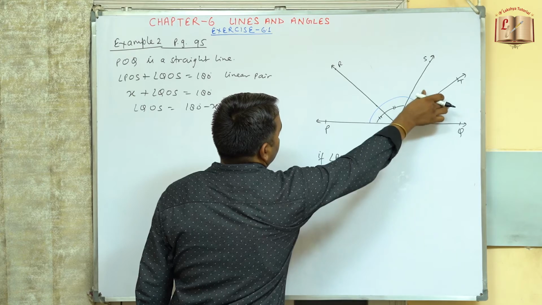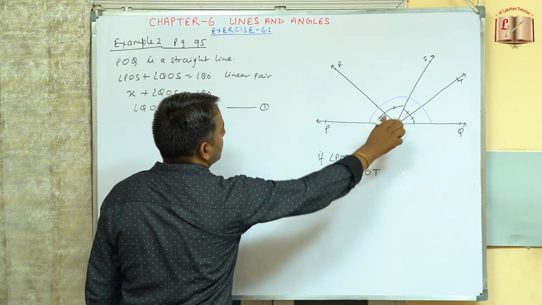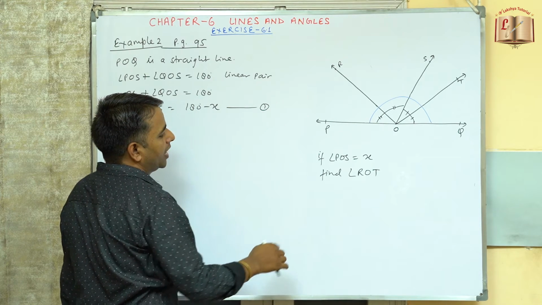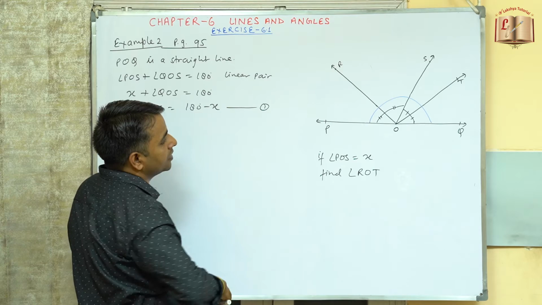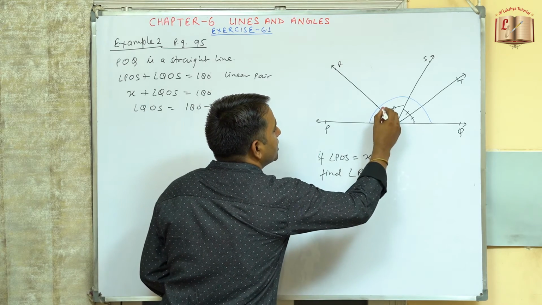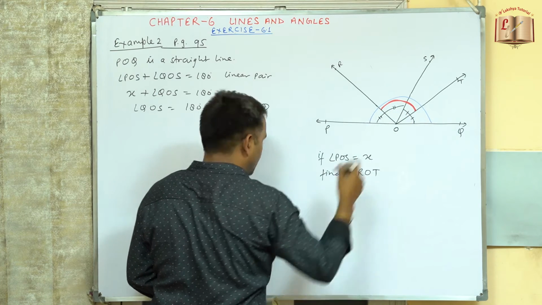Now similarly coming to this part, see that this complete angle we need to find out, angle ROT. So the ROT angle is this one. This complete angle is the ROT that needs to be found out.